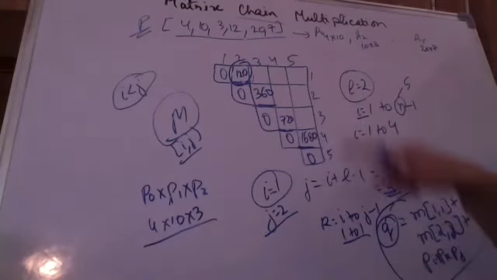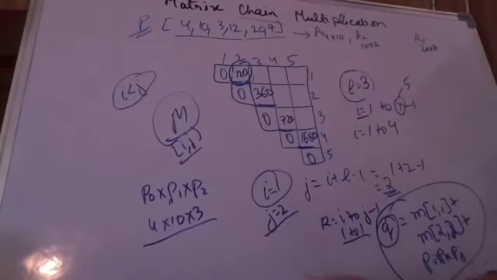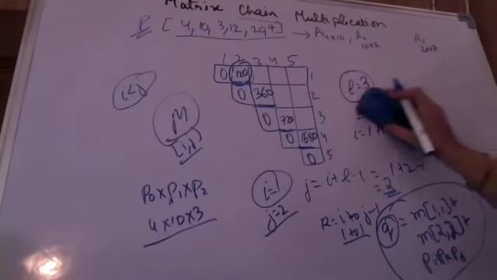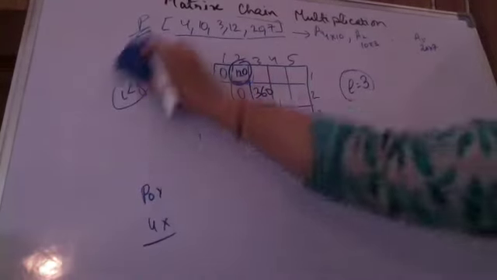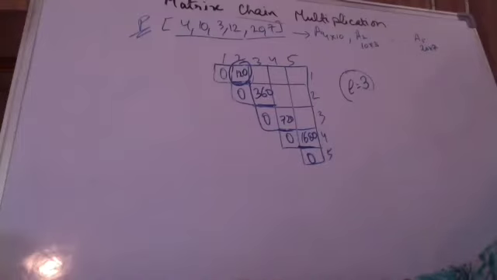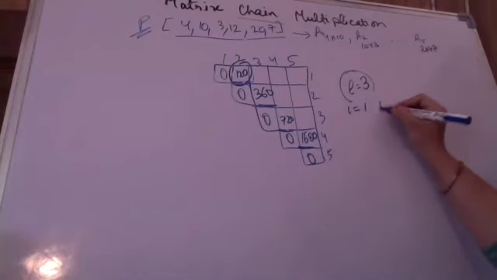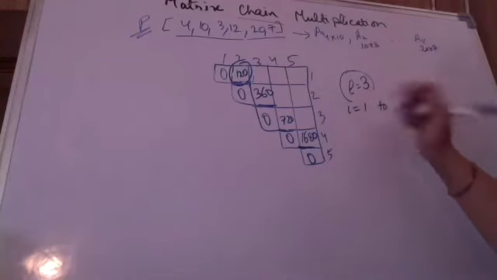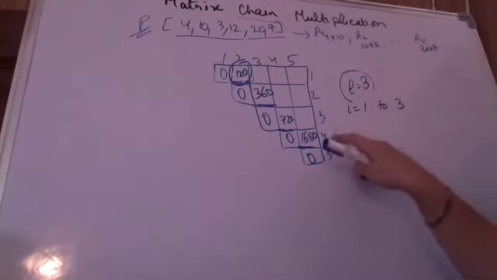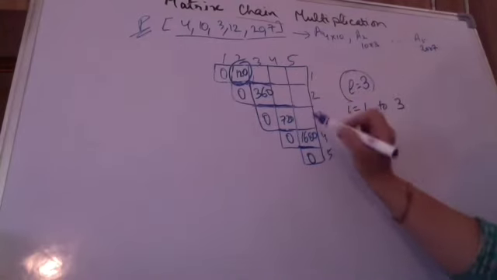Now the next iteration of the loop will go, L will become 3. Chain length now becomes 3. I is again running for the same values. Chain length is increasing. Now the I loop is again running from 1 to n minus L plus 1. So I is running from 1 to n minus 3 plus 1, that is 5 minus 3, 2 plus 1, till 3. Earlier it ran till 4, now it will run till 3. So I am going to calculate this, this and this value.